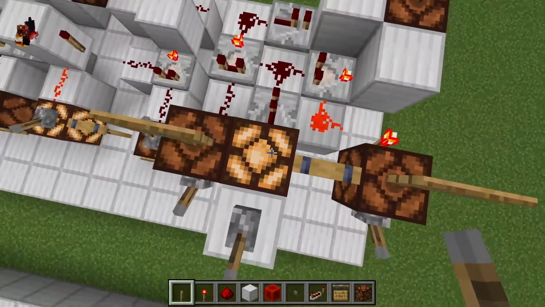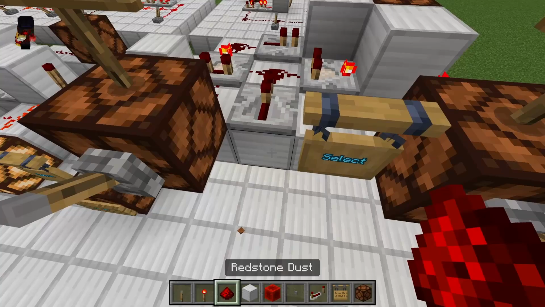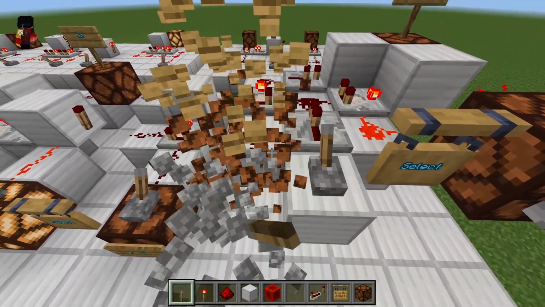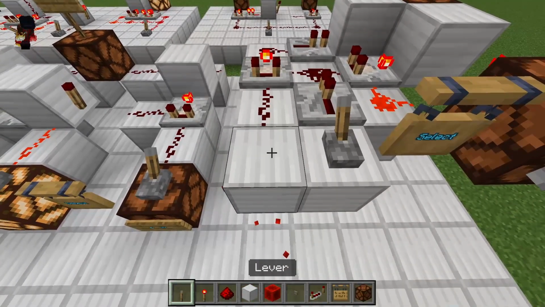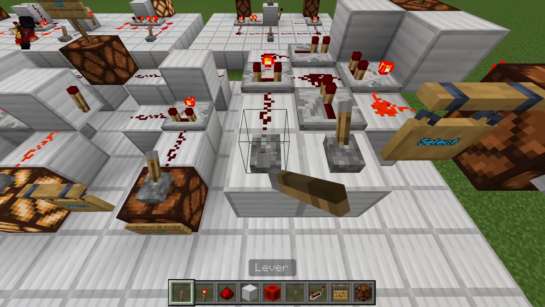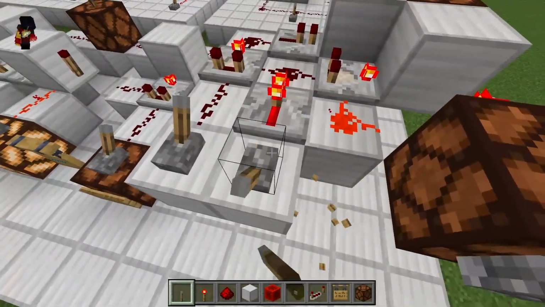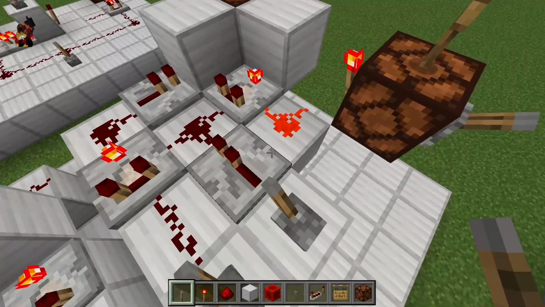Yes, this is the selection mode. Good. So, this is the first input. This is the second input there. And this is selection. And this needs to be on a block because there's a torch here.